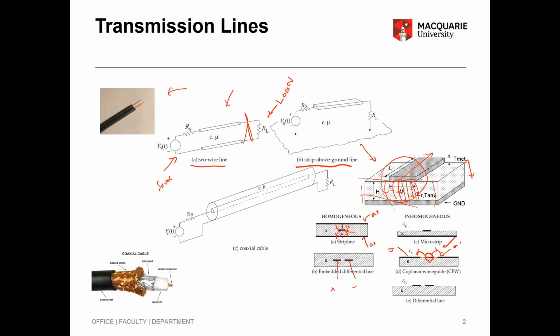Then you can also have a differential line. Instead of being in the substrate, it could be on the substrate. So it has two mediums: one is the substrate medium, one is the air medium. So that's another type of transmission line. That's all substrate-based transmission lines. So we covered a two-wire line, strip line above ground, and the microstrip line.